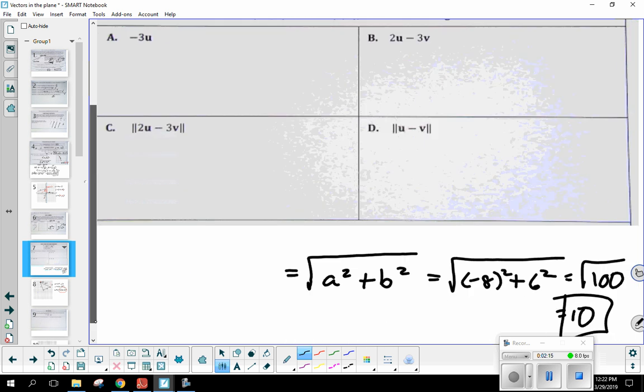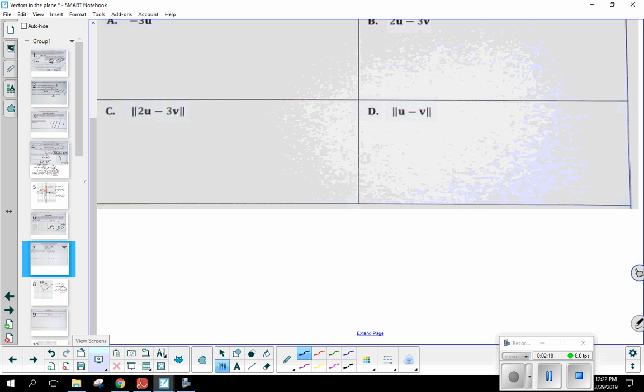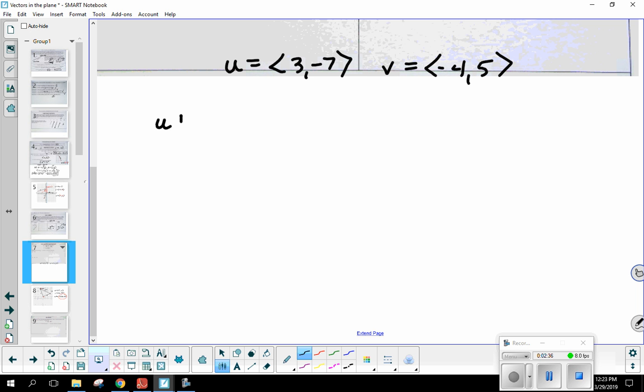Let's say I have, this is going to be something completely different, vector u is <3, -7>, and I've got vector v equal to <-4, 5>. Let's say I want to perform some operations with these. What if I simply wanted u plus v? What do I do? There you go. That's exactly right. Just add or subtract the corresponding values. I know that 3 corresponds to -4, so that would be -1. And then -7 corresponds to 5, so that would be -2, just like that.